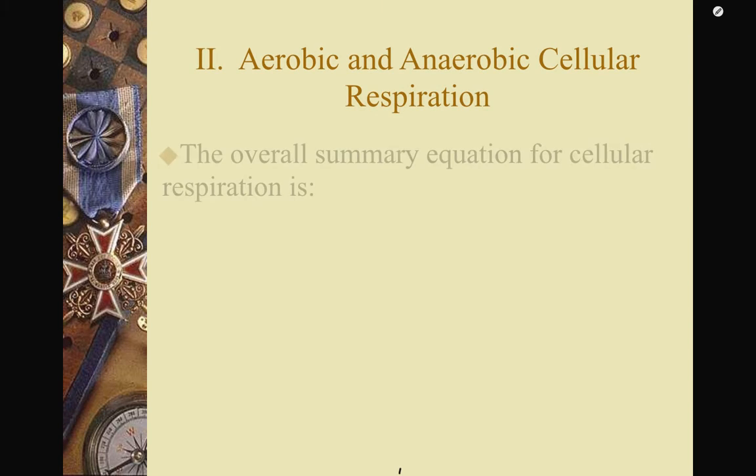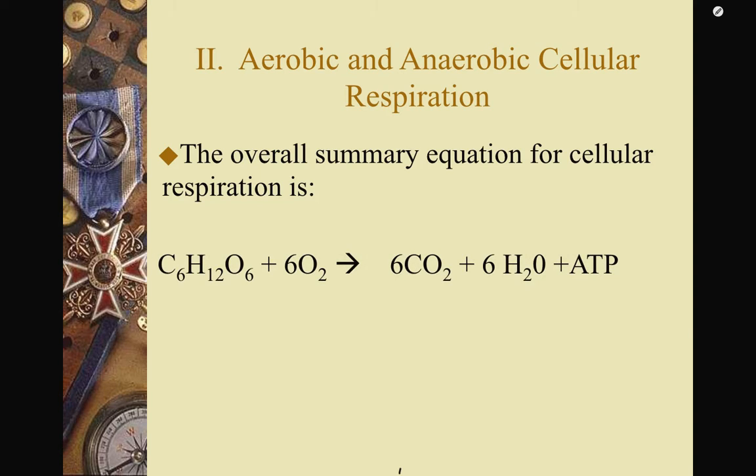Anaerobic respiration occurs in the cytoplasm. It's called glycolysis. Aerobic respiration occurs in the mitochondria. That includes the Krebs cycle and the electron transport chain.